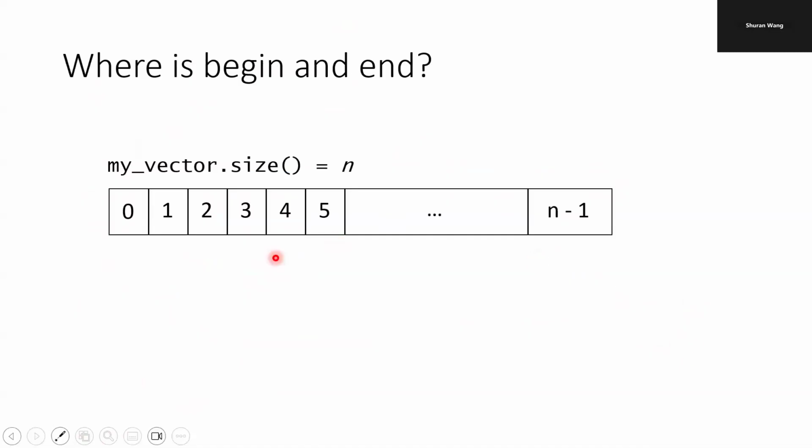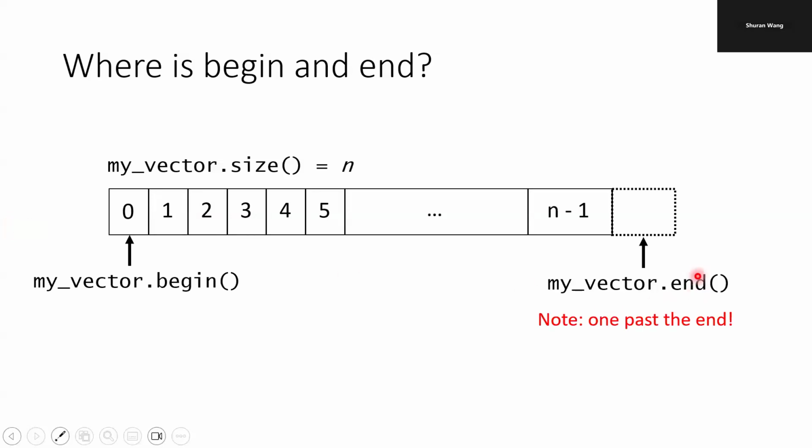So say this is a vector from index 0 to index n minus 1. The begin points to the first element. The end points to one past the last element. So the end doesn't really point to any valid element. It's just there to tell you that this is the end.